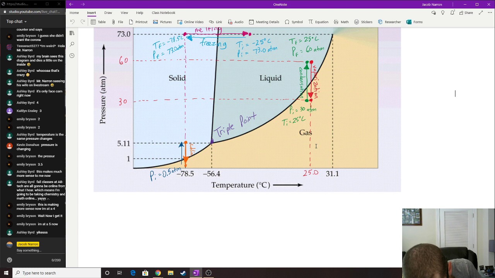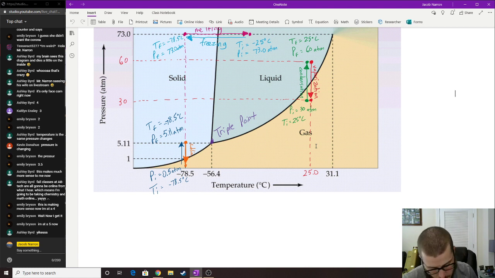Okay, and my P final, I can see is 5.11 atmospheres because I can follow that dotted line over and find that. And we can see temperature is going to stay constant. T final, negative 78.5 degrees Celsius. T initial, negative 78.5 degrees Celsius. So there you go. It's the same thing.